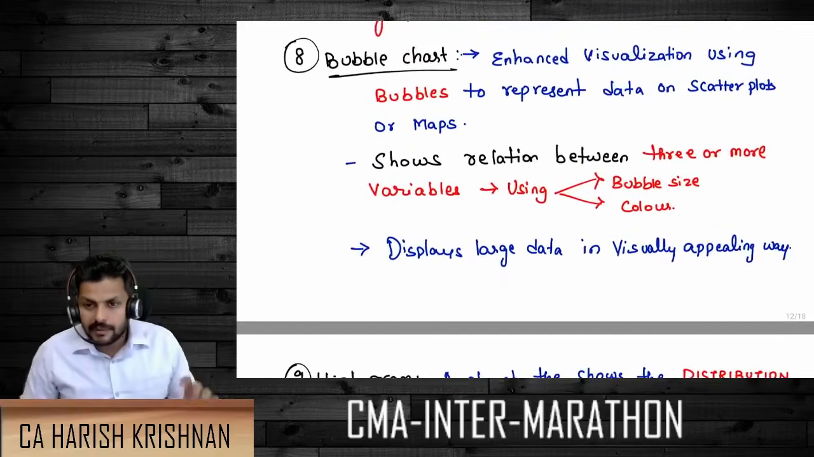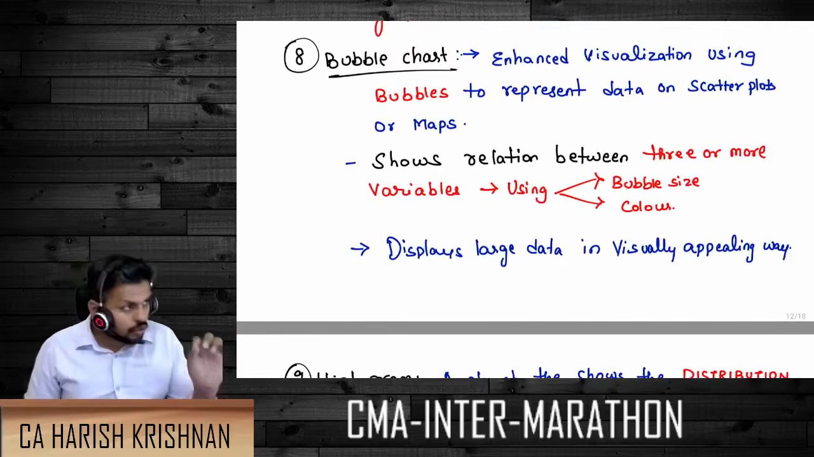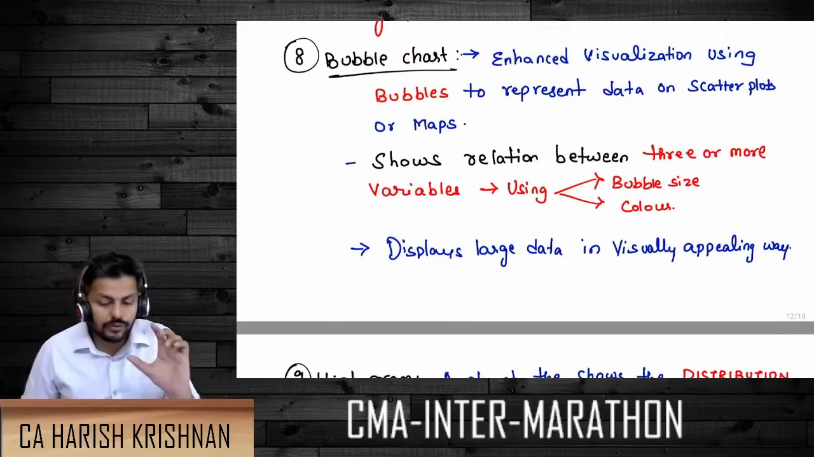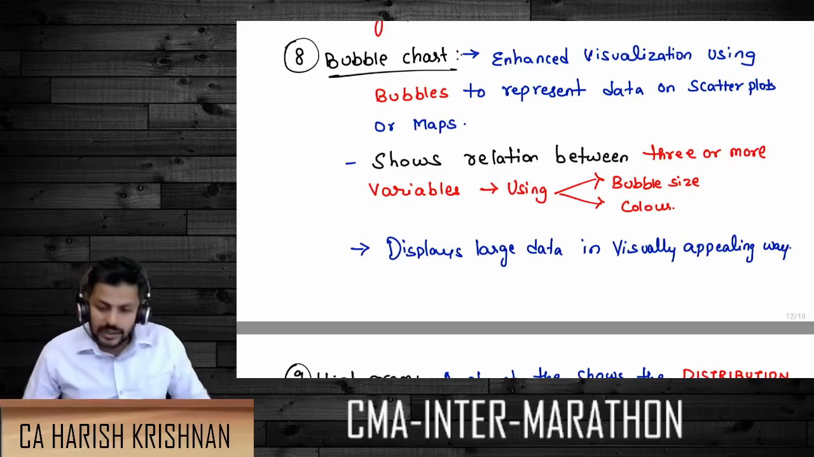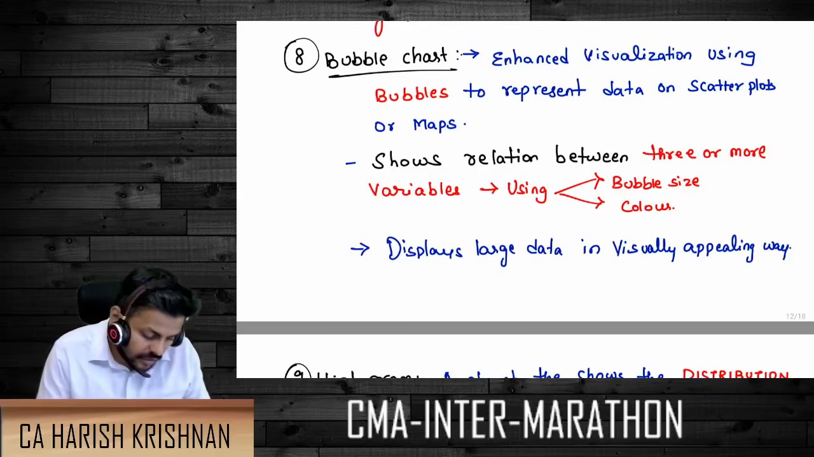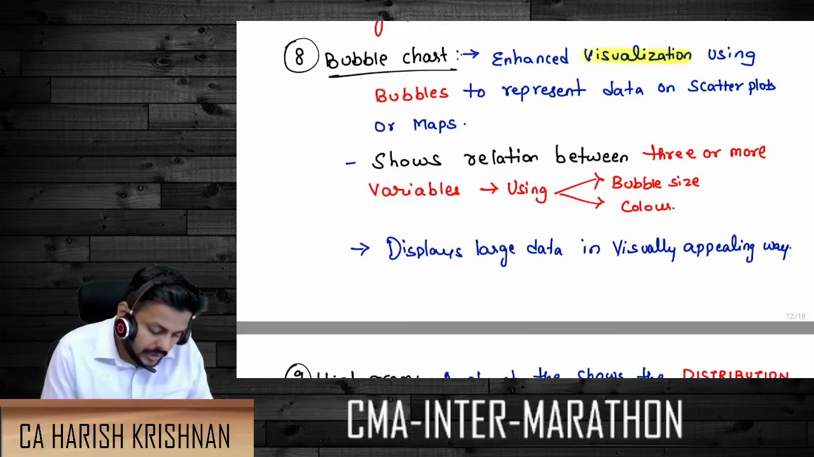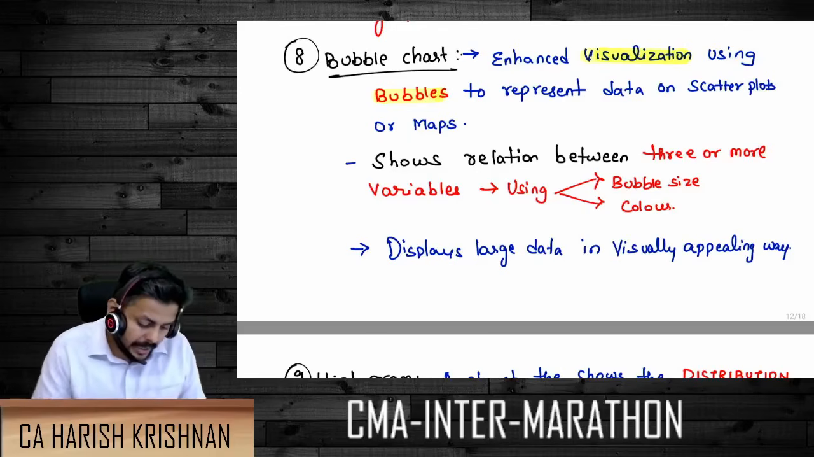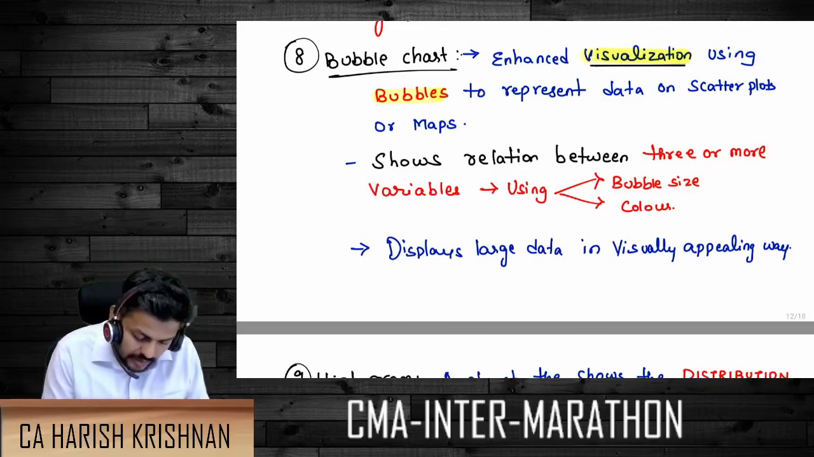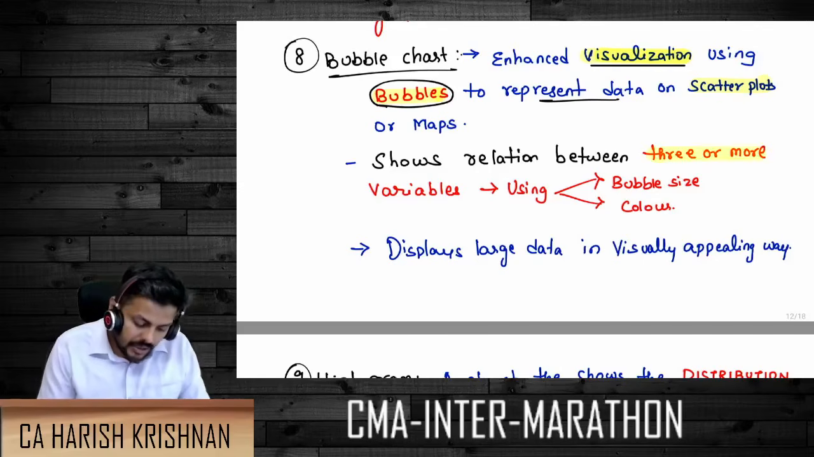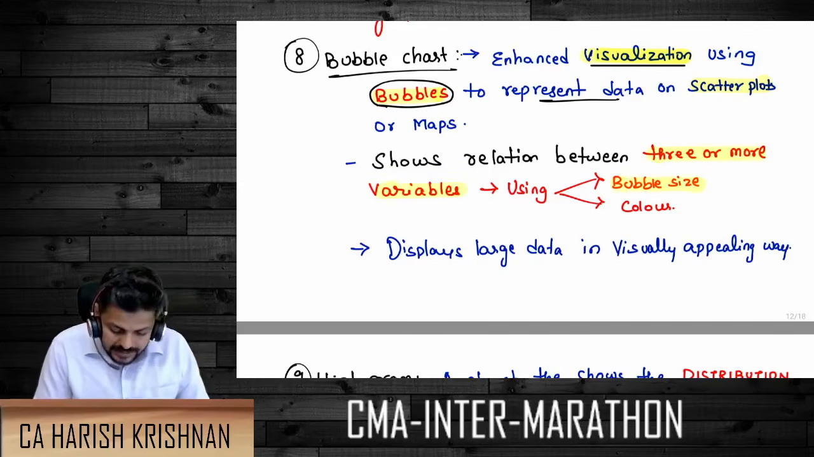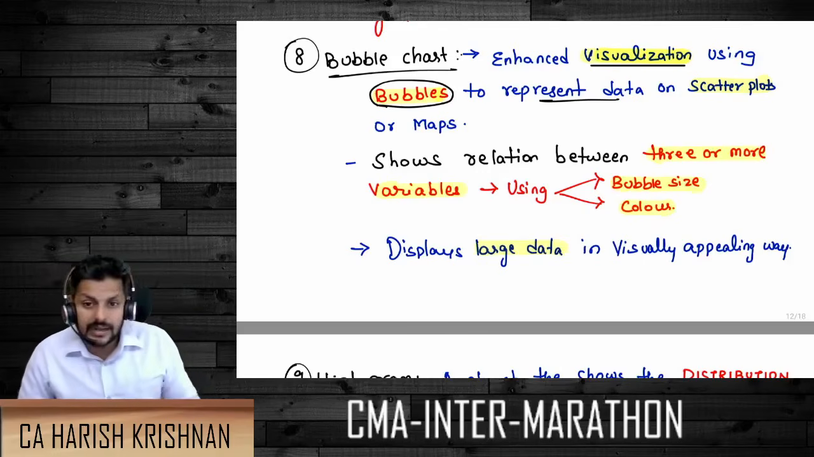Then comes a bubble chart, right? Bigger bubble, smaller bubble. You can use different bubble colors to show the difference. Bubble charts are useful for citing of data in a very visually attractive manner again. Okay, so let us see how that works. Enhanced visualization using bubbles to represent data on scatter plots or maps shows a relation between three or more variables using bubble size or color, and displays large data in a very visually attractive manner.